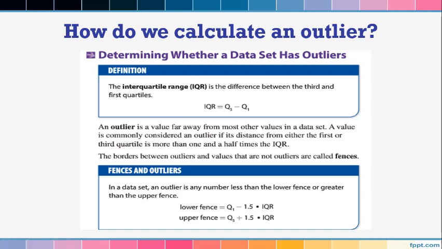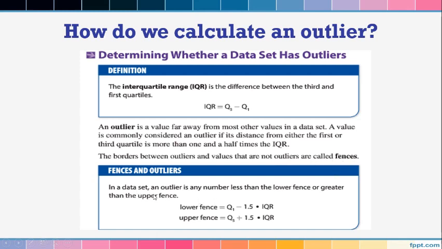All right, so how do we calculate an outlier? There's a way to actually determine if it's statistically an outlier, and to do that we're going to need our interquartile range. So we've got quartile 3 minus quartile 1, that gives us our IQR. An outlier is a value far away from most other values in the data set. It's all by itself. A value is commonly considered an outlier if its distance from either the first or third quartile is more than 1.5 times the IQR. The borders between outliers and values that are not outliers are called fences.